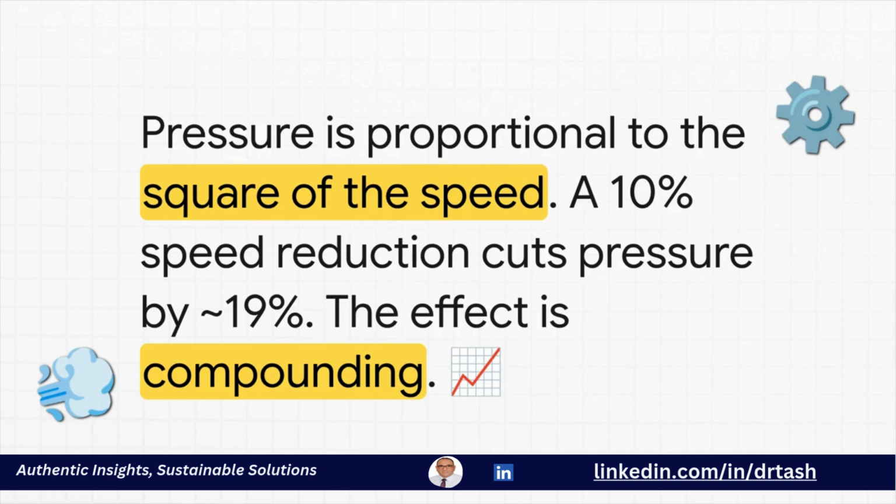But then the second law builds on this, and the relationship gets a lot more dramatic. Pressure changes with the square of the speed. So that same 10% speed reduction we just talked about doesn't drop the pressure by 10%. No, it drops it by about 19%. You can see how the effect starts to compound.